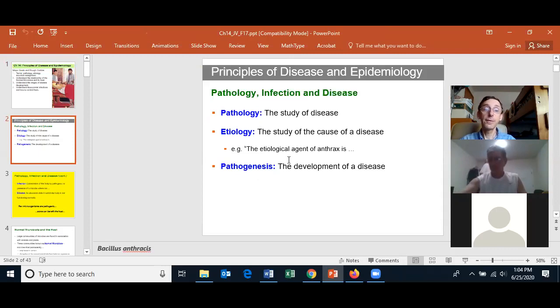So the first terms to know are pathology, the study of disease; etiology, the study of the cause of disease. For example, the etiological agent of anthrax is Bacillus anthracis. Pathogenesis, the development of a disease. And so those are 3 terms you need to know right off the bat when we're studying the principles of disease and epidemiology.